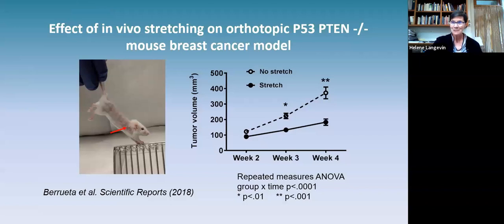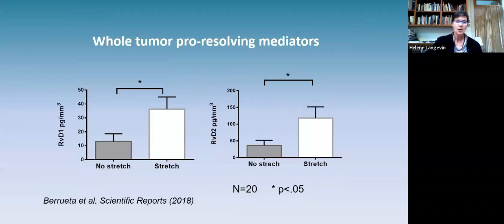So of course, we were curious to see, well, okay, what about the resolvins, right? So we then measured resolvin D1 and D2 within the tumors, and we found both to be significantly increased with stretching.